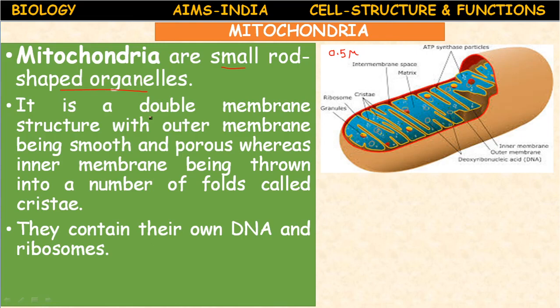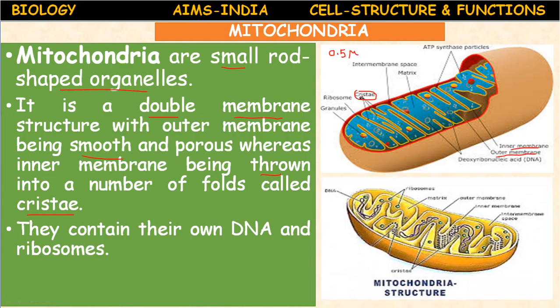It is a double membrane structure with the outer membrane being smooth and porous, whereas the inner membrane is thrown into several folds called cristae. This is the outer membrane, which is smooth, whereas this inner membrane is thrown into several folds, called cristae.